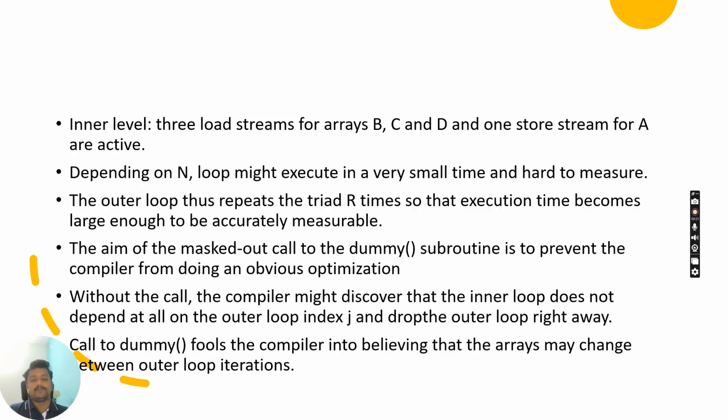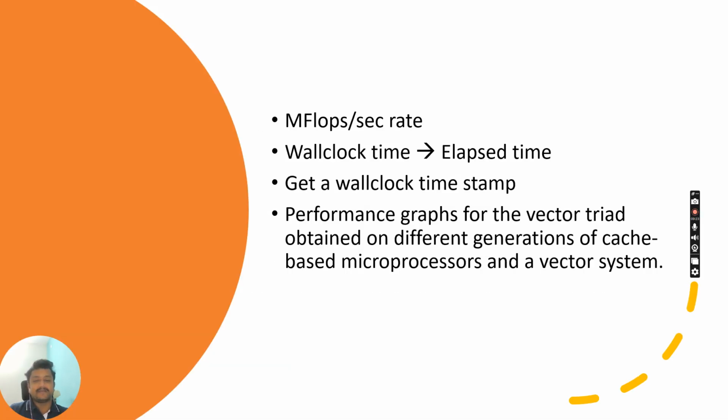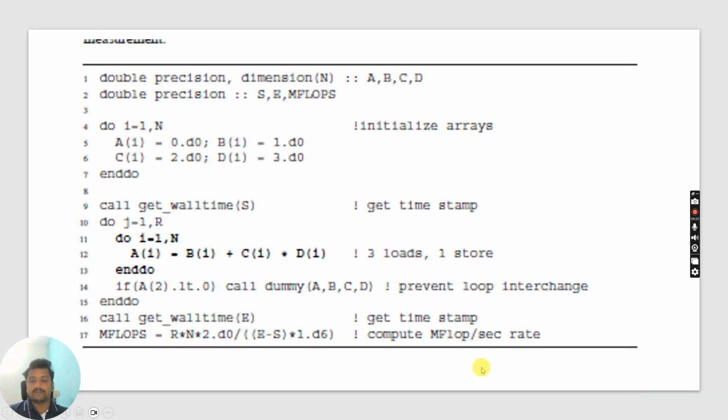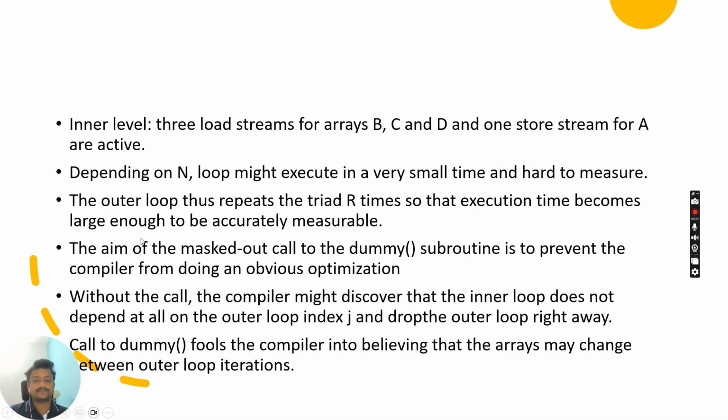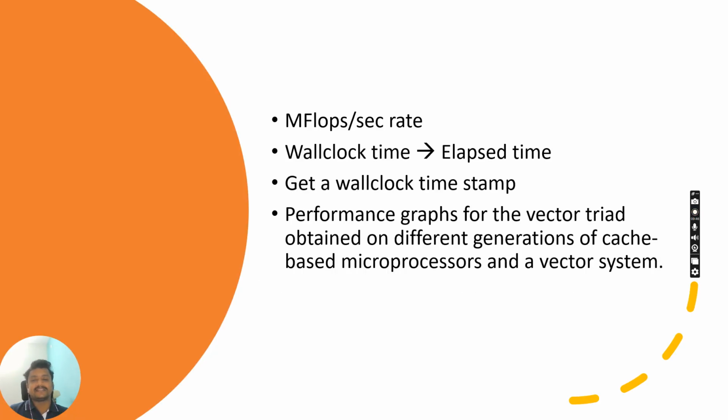upon the outer loop of this particular J. Outer loop of this particular J, inner loop of I. So there will be a call with a dummy, to force the compiler to believe that the array may change between the outer loop iterations.